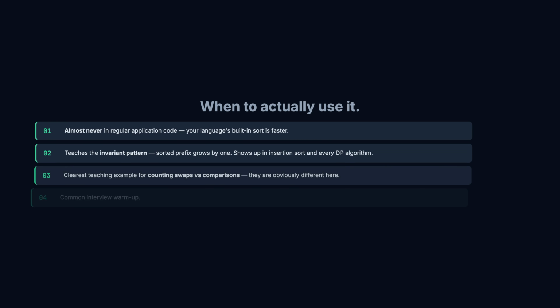So when do you actually use it? Almost never in regular application code. But it is still worth knowing because it teaches the pattern of maintaining an invariant. The sorted prefix grows by 1 each pass. You will see that pattern again in insertion sort and in every dynamic programming algorithm. It is also a clearer teaching example for how do you count operations. Swaps and comparisons are obviously different here, and it is a common interview question.